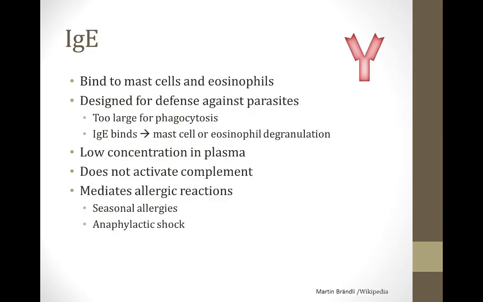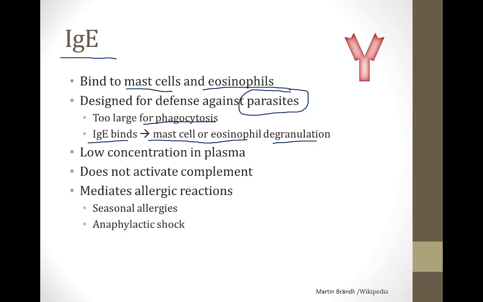The last antibody we'll talk about is IgE. The purpose of IgE is to bind to mast cells and eosinophils. It's designed for defense against parasites. If you think about a very large helminth or worm, this is way too big for phagocytosis by a macrophage. So IgE will bind, and as a result of the binding, mast cells or eosinophils will degranulate their contents onto the parasite to try and kill it.